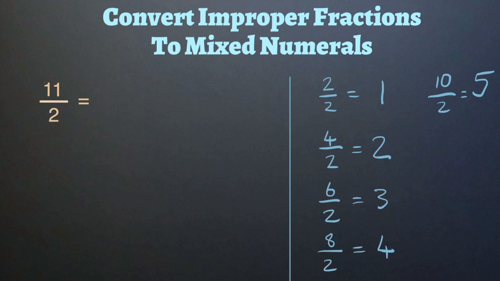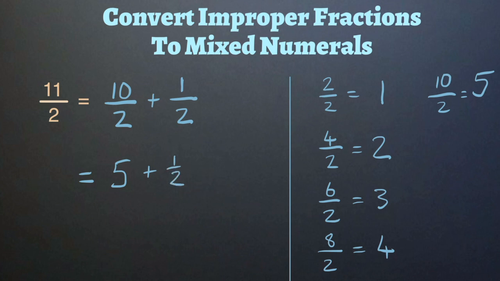So I'm going to rewrite the 11 halves as 10 halves plus, not sure yet. And if we have 11 and we've got 10 already written, we know 10 plus 1 is going to be equal to 11. So I'm going to put the other half there. Equals, I know 10 halves is equal to 5. So I'm going to write 5 plus 1 half, and that's going to be the same as 5 and a half.